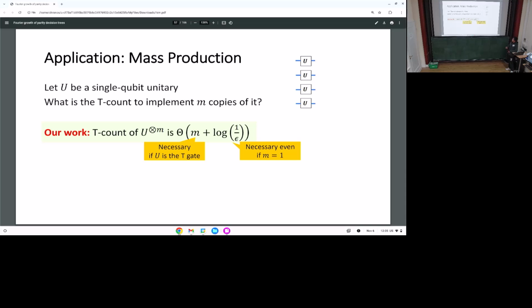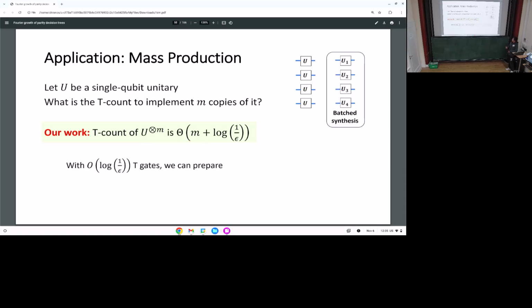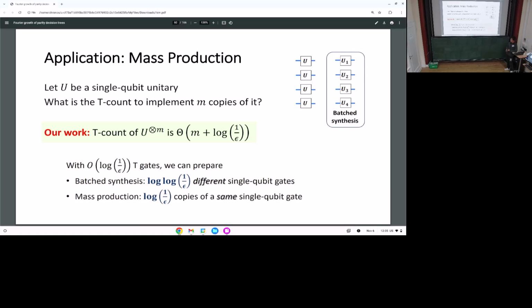Okay. And if you compare, let's assume we have a unit budget of T gates, that is log 1/epsilon. With this many T gates, we can use batch synthesis to get log 1/epsilon many different single qubit gates. And using this mass production result, we can improve the log to log. But I want to mention that it's not clear whether this log can be strengthened into log even in this batch synthesis case. If it's true, then it will unify these two.